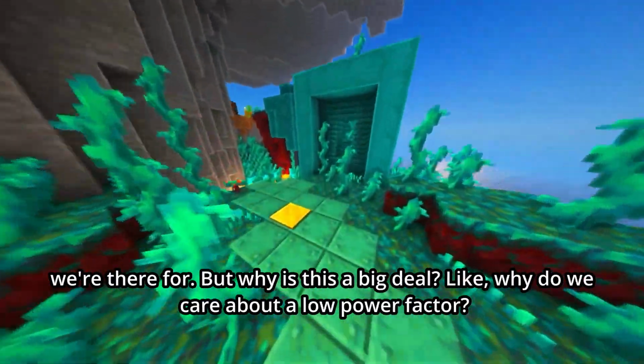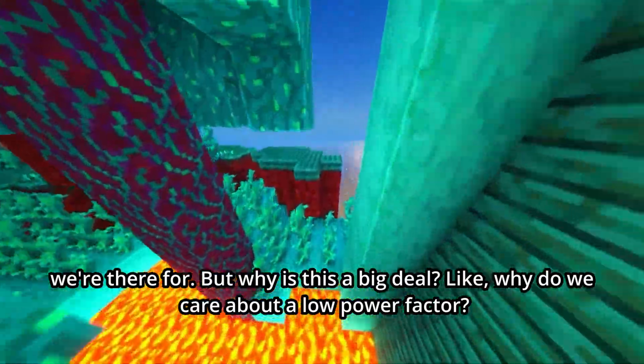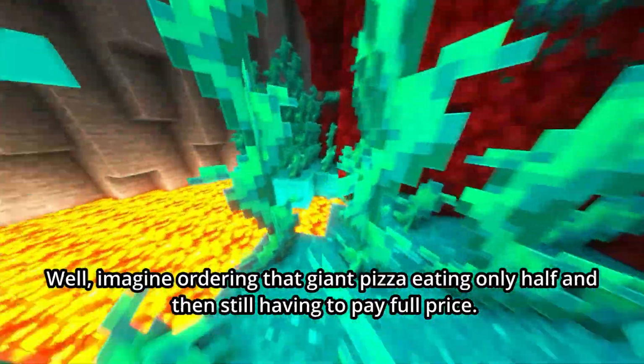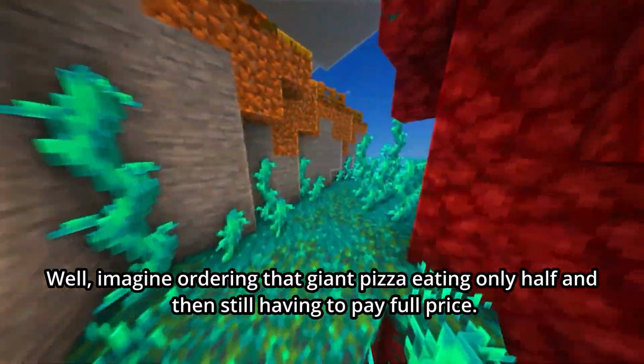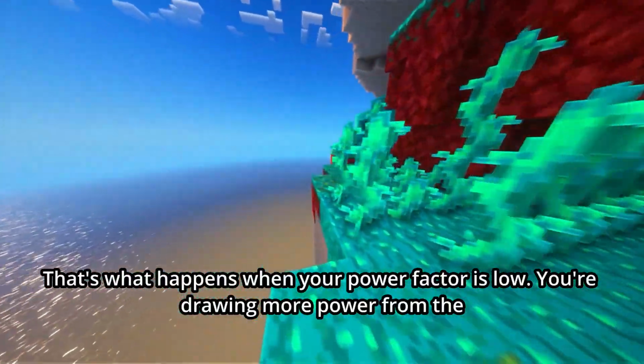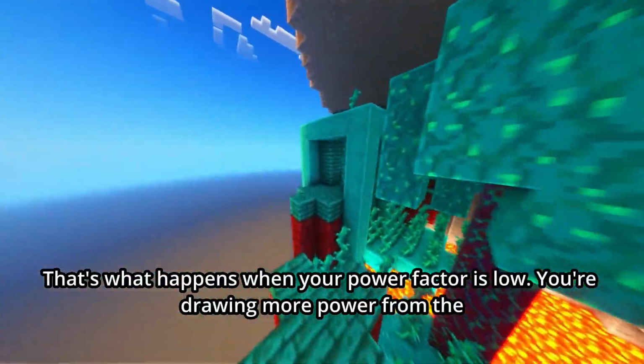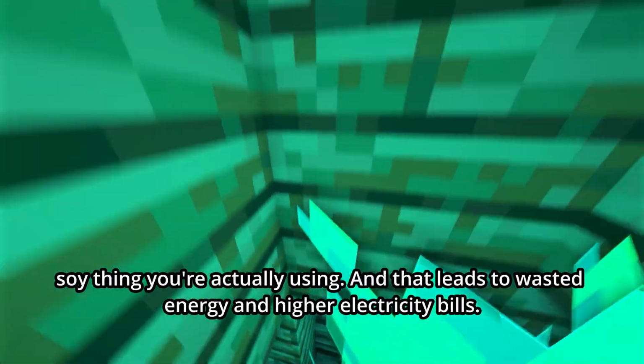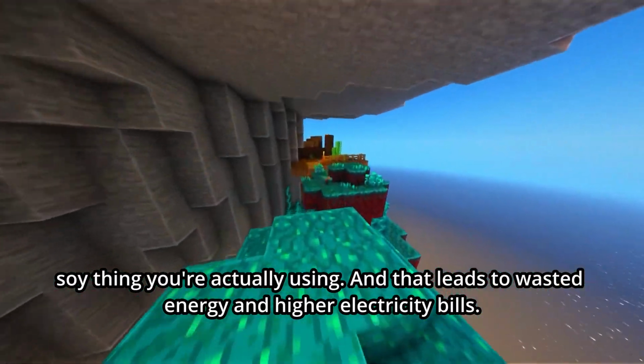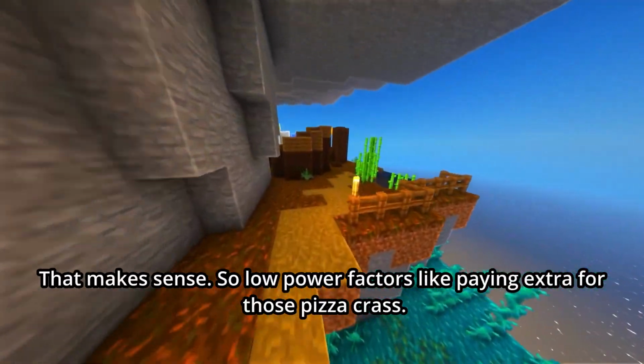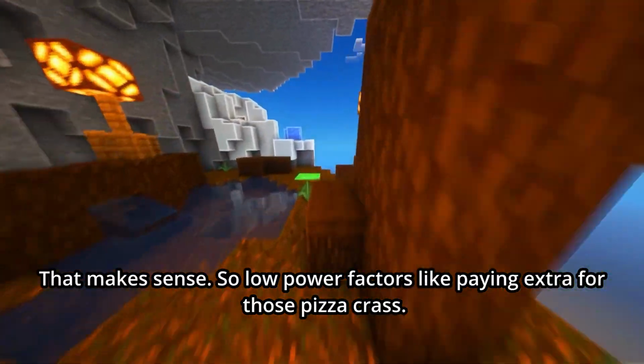But why is this a big deal? Why do we care about a low power factor? Well, imagine ordering that giant pizza, eating only half, and then still having to pay full price. That's what happens when your power factor is low. You're drawing more power from the source than you're actually using, and that leads to wasted energy and higher electricity bills. That makes sense. So a low power factor is like paying extra for those pizza crusts.